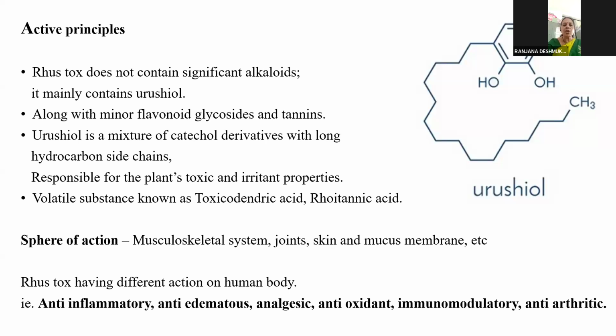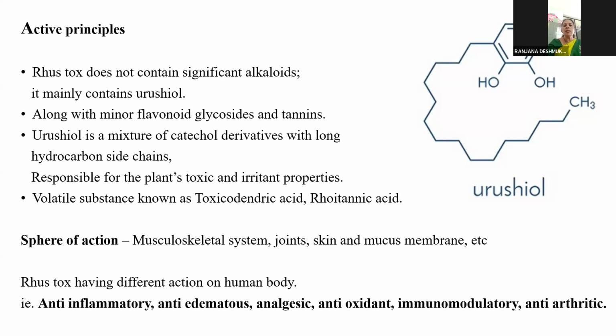It has an active principle, mainly not a specific alkaloid, but it contains urushiol, which is the main constituent, along with different flavonoids, glycosides, and tannins. This urushiol is a mixture of catechol derivatives, which are hydrocarbon chains. It is a plant which is toxic and irritant in properties, and also contains different volatile substances, which are toxicodendric acid and rhinogenic acid.